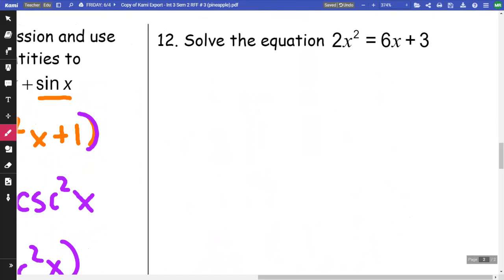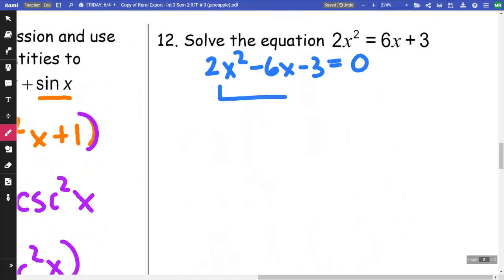On number 12, just solving a quadratic. So let me get everything on one side, 0 on the other. So 2x squared minus 6x minus 3 equals 0. Not thinking that that's going to be able to multiply to a -6 and add to a -6, because I'll have a 6 and 1 or a 3 and 2. So I think I'm going to have to use the quadratic formula.